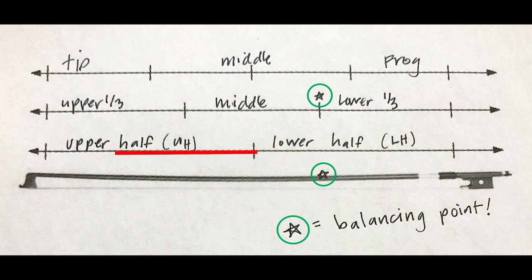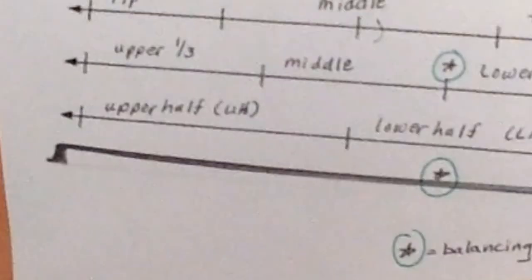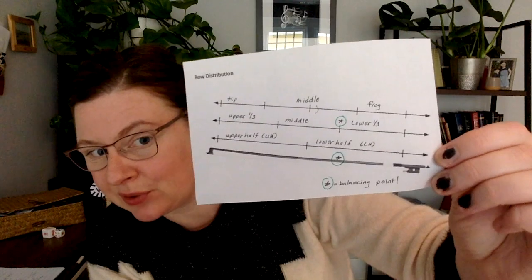We have the lower half and the upper half. We have the lower third, middle third, upper third, that one right here. And then at the very top, it divides it into four pieces. I still kind of want to use the words frog, middle, and tip for that for you, okay? So this is basic bow distribution.